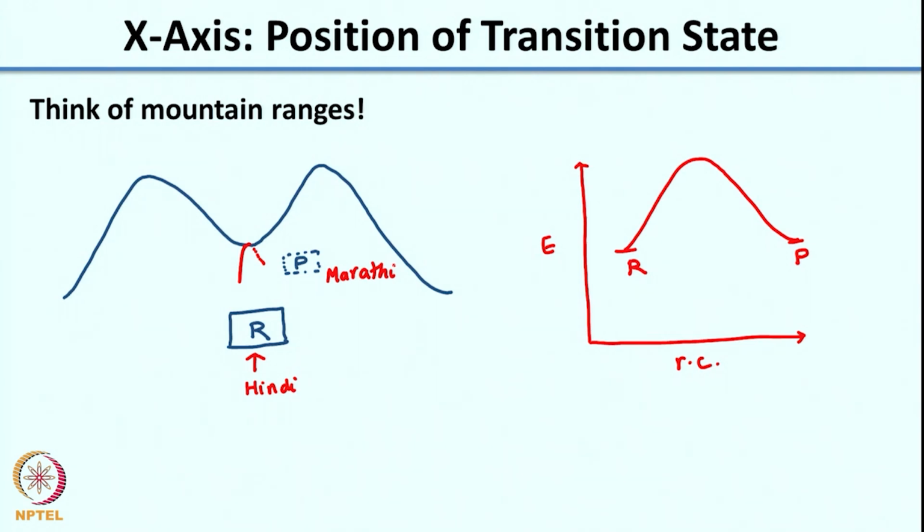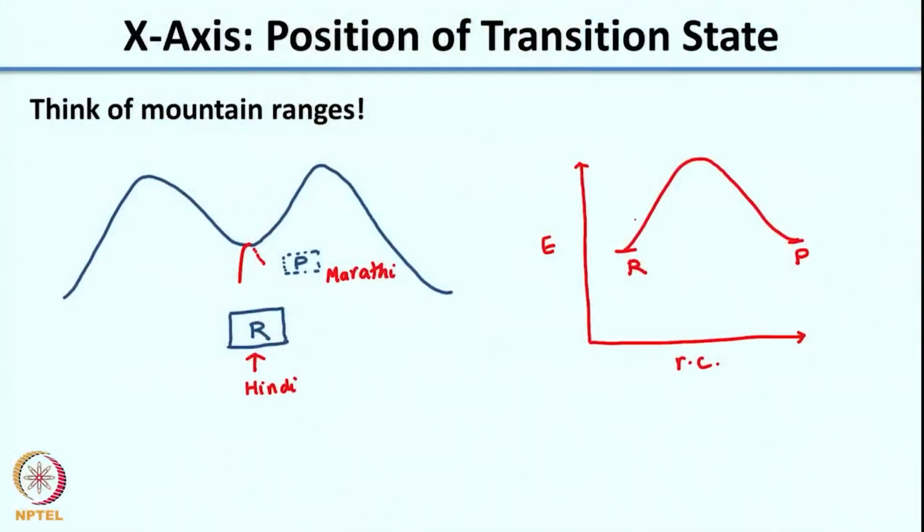Alright. So this is a very common sense kind of question. Imagine that you are going from city R, where you have Hindi speaking people, to city P, where you have Marathi speaking people. Now imagine that you do not have a scenario where the path is highly symmetric going from R to P.